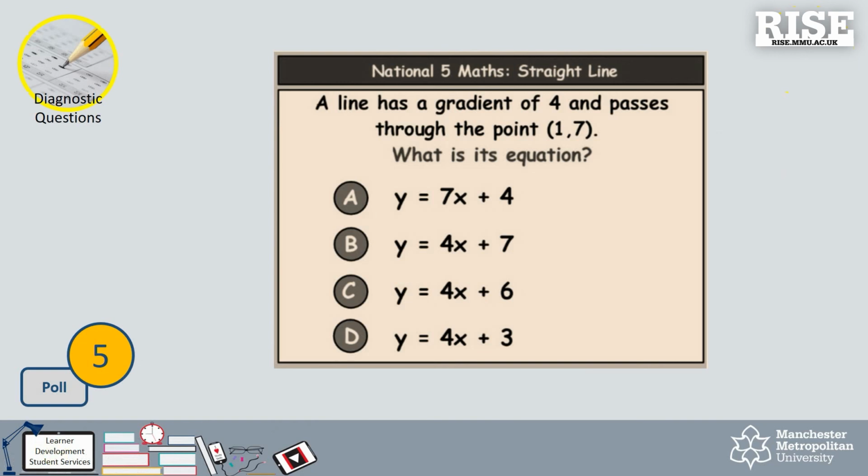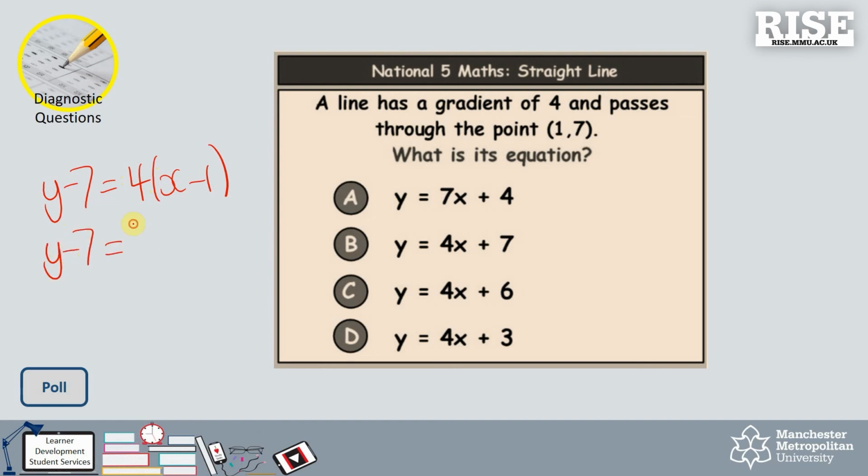Find the equation of the line that has a gradient of 4 and passes through the point 1, 7. So I can use the equation then. Y take away 7 equals 4 bracket x take away 1. So that would be y take away 7 equals 4x take away 4, and then just add 7 to both sides to get y equals 4x plus 3. The correct equation is D.